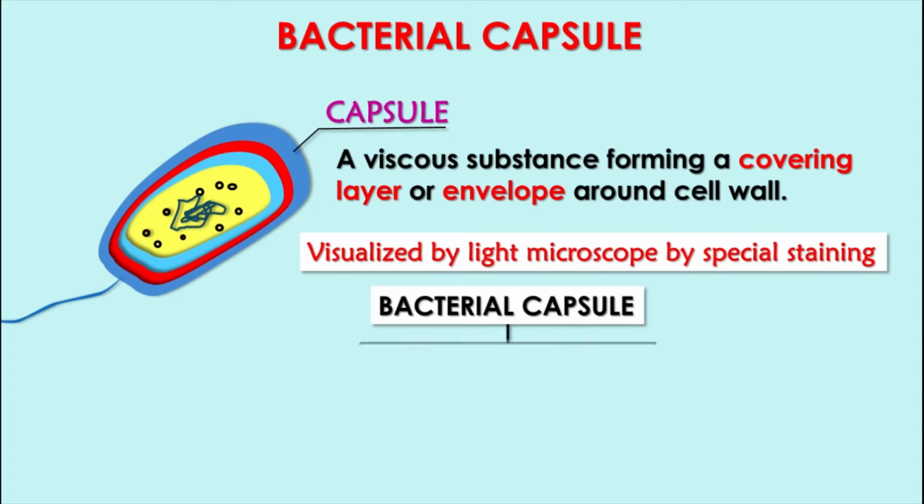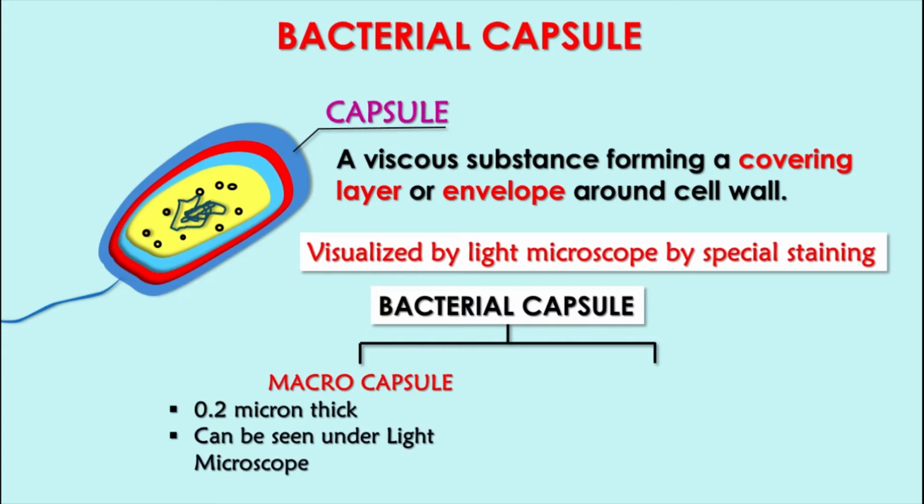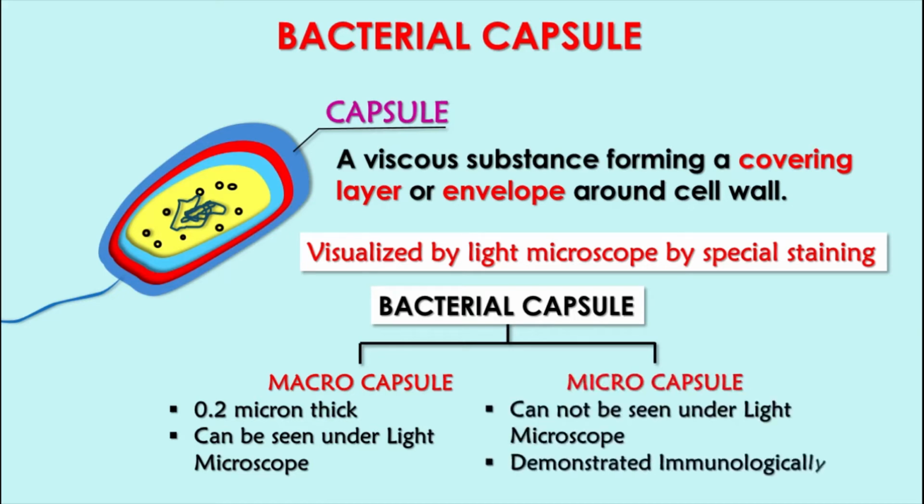Now the bacterial capsule can be classified mainly into two types. One is the macrocapsule, which is at least 0.2 micron in thickness or more, and can be seen under the light microscope. The second type is the microcapsule, which cannot be seen under the light microscope because it is very small, less than 0.2 micron thickness, and can be demonstrated only immunologically, or serologically. So the two types are the macro and the microcapsule.